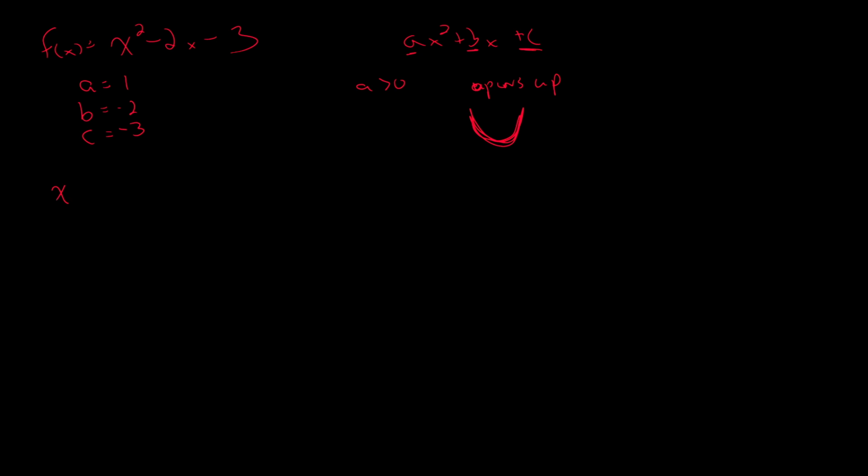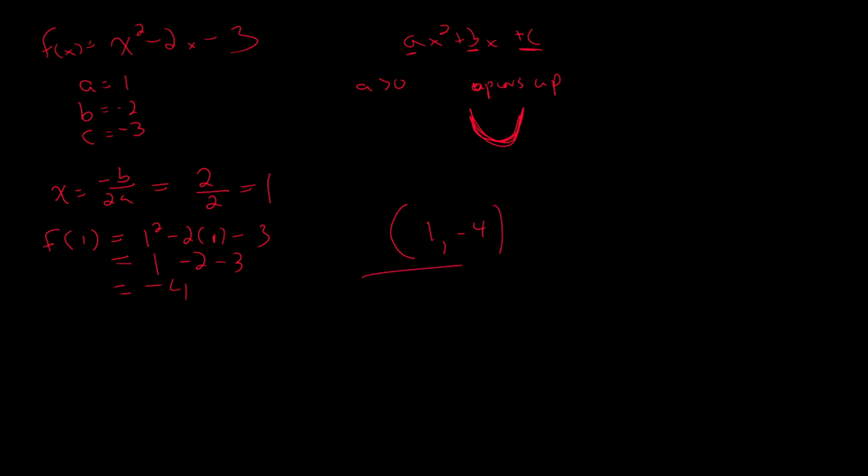And so our vertex is going to have an x value of minus b over 2a, or 2 over 2, or 1. So our vertex has an x value of 1. Now I drop 1 into the function, and I get 1 squared minus 2 times 1 minus 3, or 1 minus 2 minus 3, or negative 4. And so the vertex is going to be at 1 comma negative 4. And now I can start to graph this function because I know it's going to open upwards, and it's going to be symmetric around 1.